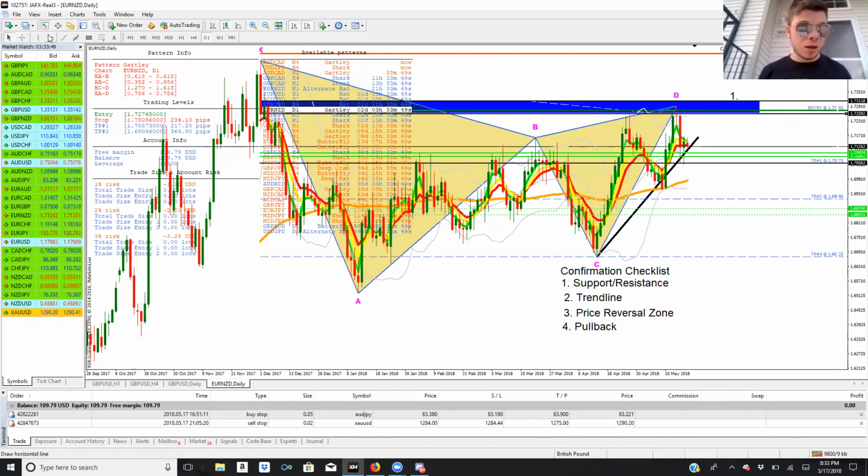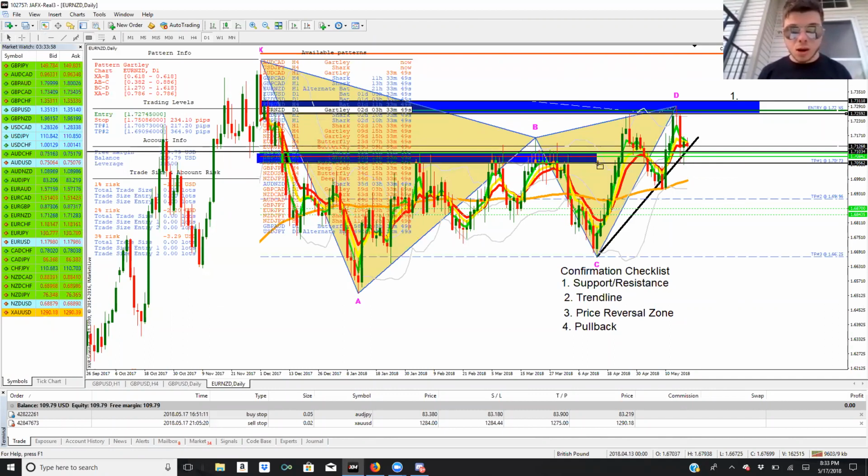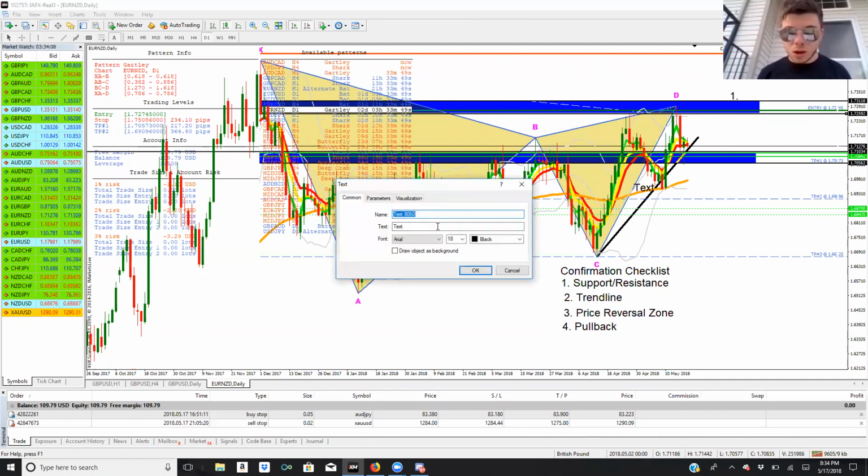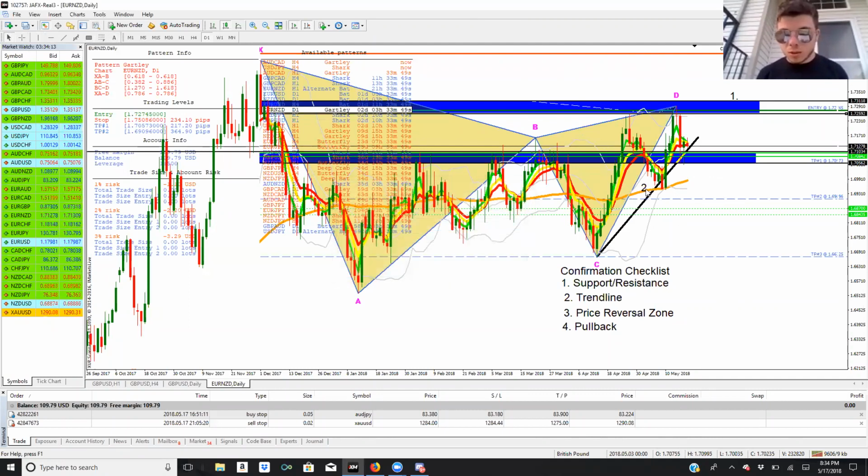Okay, you got 1 here. We're going to put 1 right there, and then we'll highlight. Okay, now we're going to put a 2. Okay, now we got our support resistance, we got our trend line. Now we're looking for a price reversal area, right?